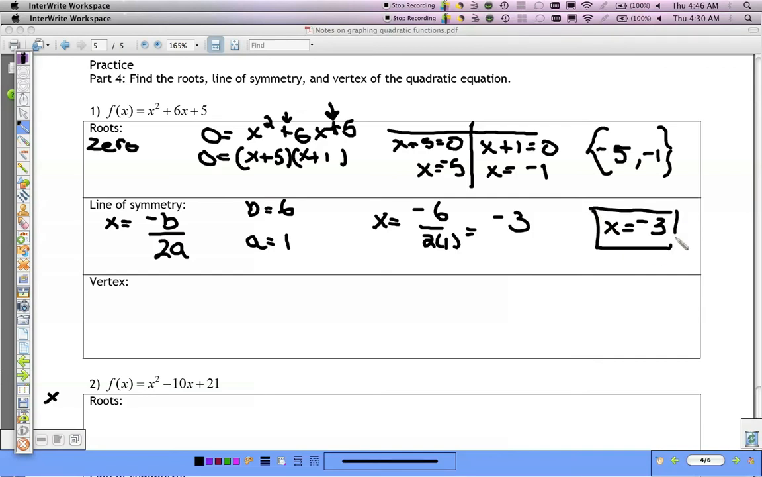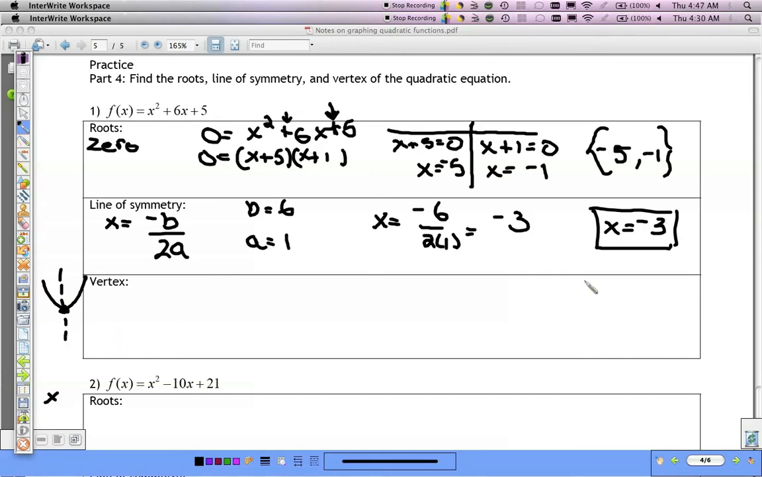The really important use for the line of symmetry is to find the vertex. Remember, my graph has that swooping shape, and the vertex is where it starts to swoop back up. It's the lowest point in this graph, or the minimum of the graph in this case. It could have a maximum, but this is a minimum. And I know what the x value is because my line of symmetry goes right through it. So the x value is negative 3.